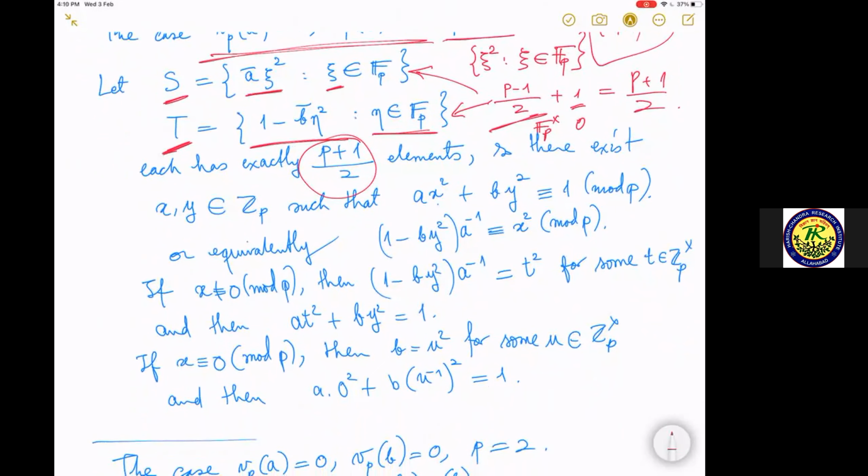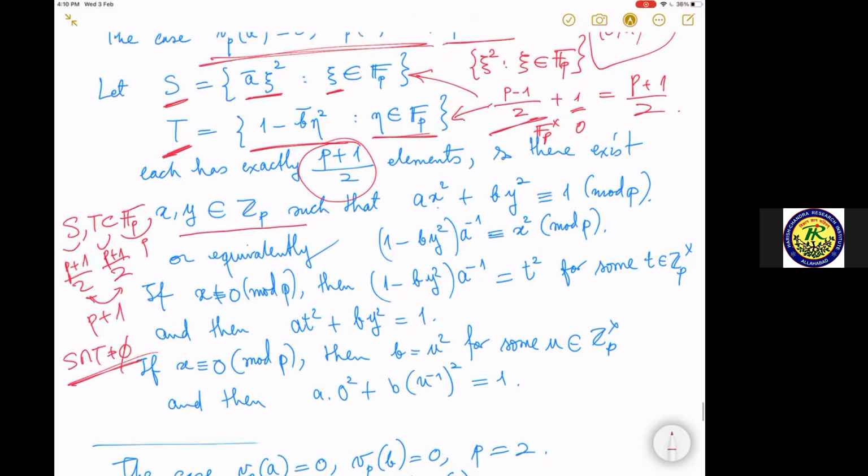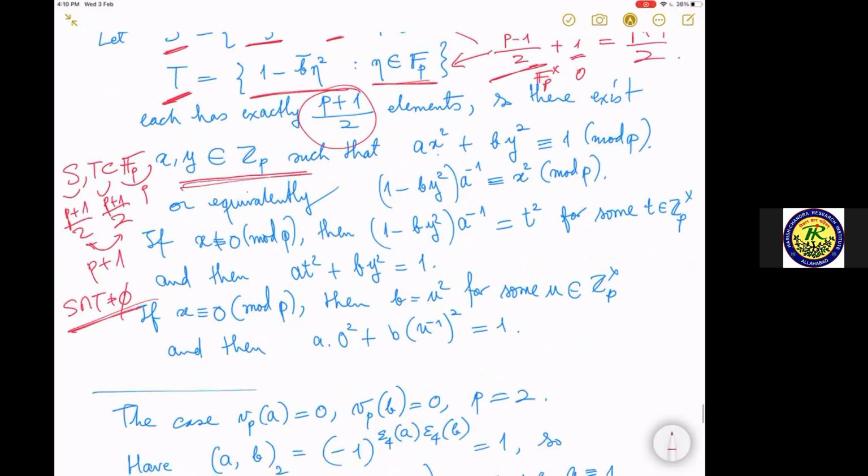Now, what does that mean? I have this S, T are subsets of Fp. Fp has p elements. This has (p plus 1) by 2 elements. This has (p plus 1) by 2 elements. So the sum of elements here is p plus 1. Which means what? It means that S intersection T is not empty. That's what I've written here. So there exist x and y in Zp such that ax squared plus by squared is congruent to 1 modulo p.